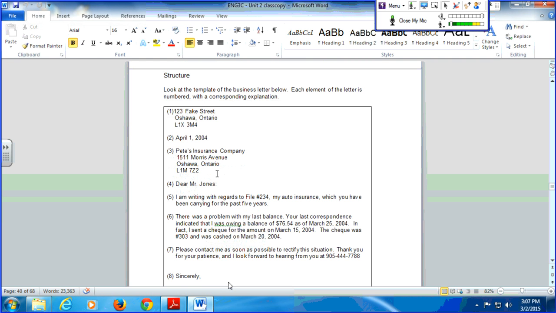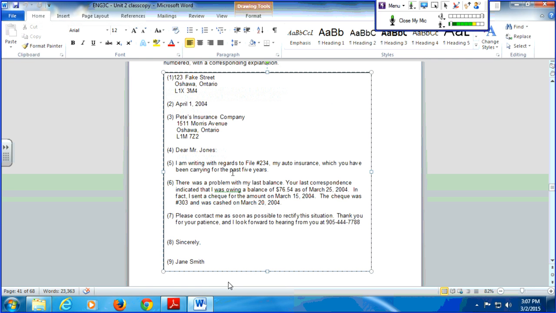as well as an explanation of what all of those different numbers mean, and you can see exactly what everyone is. So looking at the letter, it's on page 41. You can see number 1 starts with an address, and this is the address of the person who is writing the letter. Number 2 is the date the letter is being written. Number 3 is the address that it is being sent to.